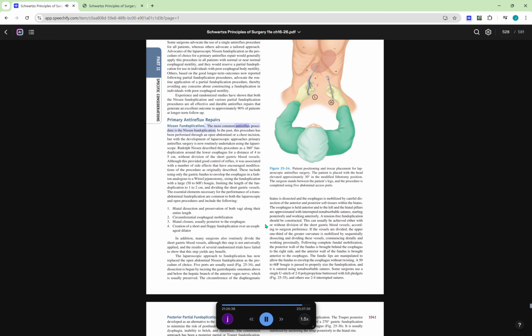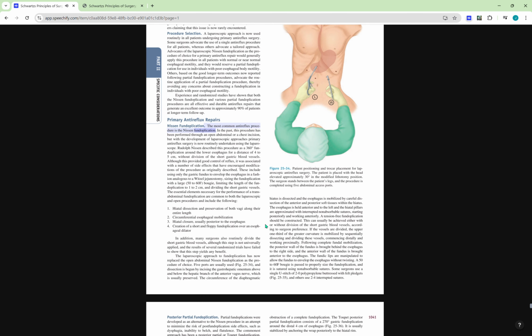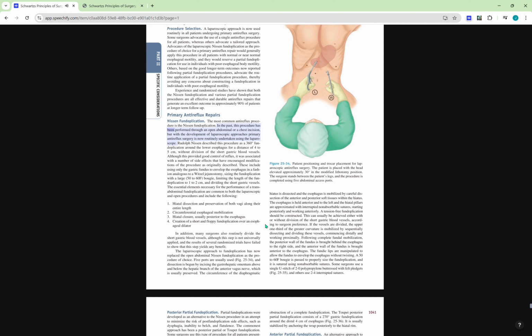The most common anti-reflux procedure is the Nissen fundoplication. In the past, this procedure has been performed through an open abdominal or a chest incision, but with the development of laparoscopic approaches, primary anti-reflux surgery is now routinely undertaken using the laparoscope.